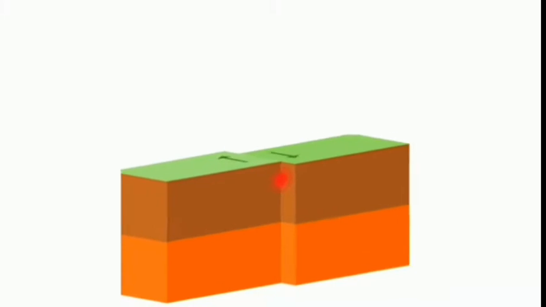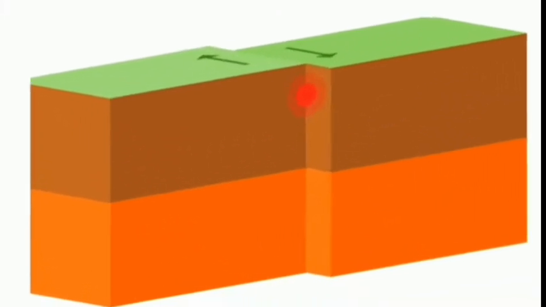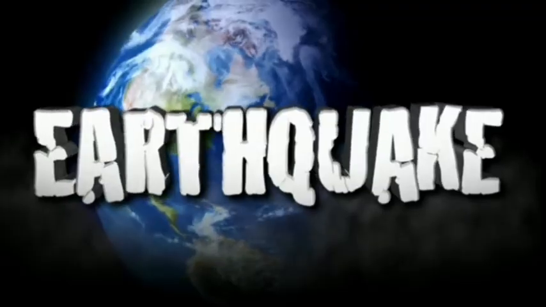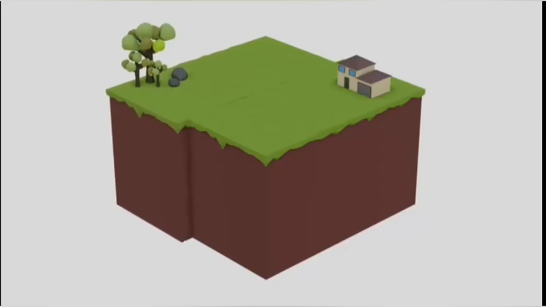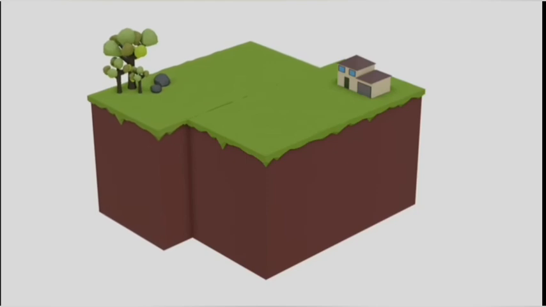The third one is the transform boundary. This is when the plates slide past each other, side to side. This causes earthquakes. For example, the San Andreas fault is formed by a transform boundary.